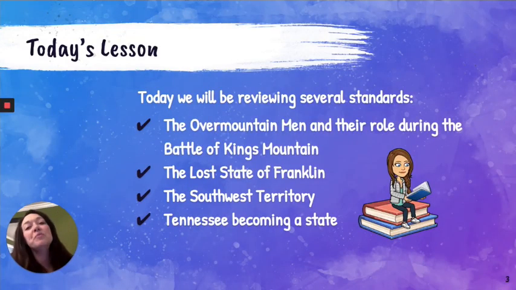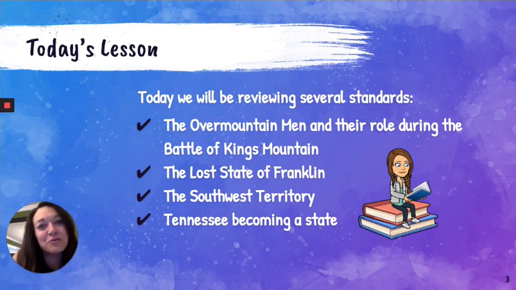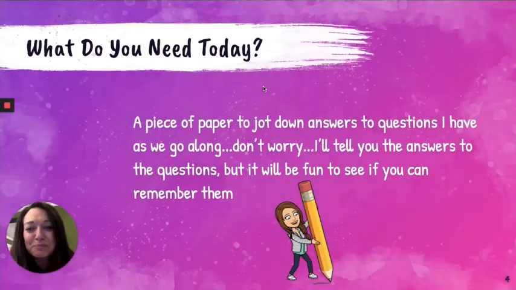So today what we're going to be reviewing are several standards, starting with the Overmountain Men and their role during the Battle of Kings Mountain. So I get to go back to the American Revolution with you all. The lost state of Franklin. Then we're going to jump over to the Southwest Territory and wrap it up with Tennessee becoming a state. So super exciting journey that we're going to be taking together.